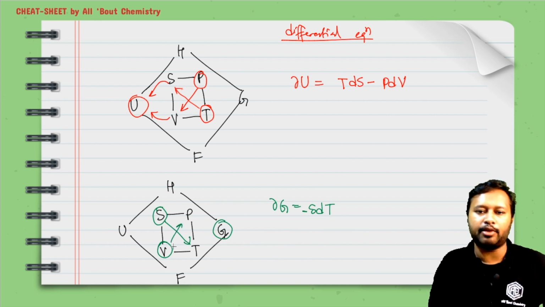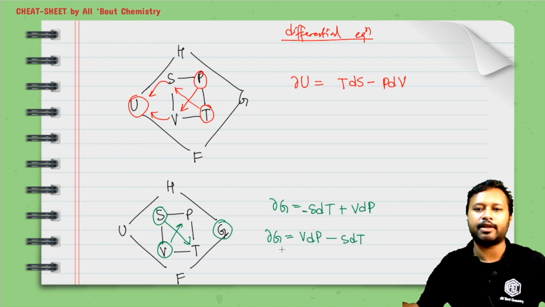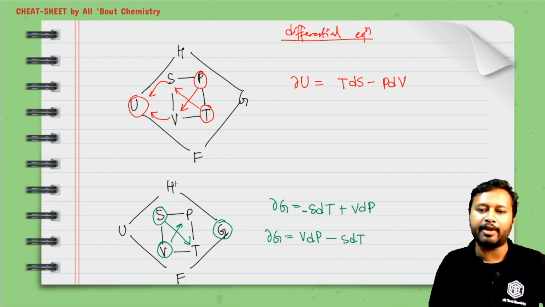Then V to P you are going, so this will be V dP. And since the arrow is going upside, that's a plus sign you have to write. So basically you got an equation that dG is equal to V dP minus S dT. As simple as that. You don't have to remember this equation. Similarly, you can find out the equation for enthalpy as well. For enthalpy, that is going to be T dS plus V dP is equal to dH. Try it out and see whether the other equations work or not.